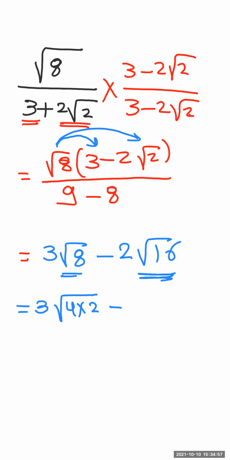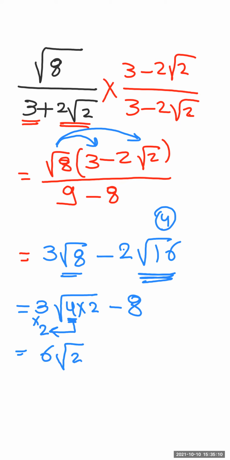Okay, now square root of 8, guys, means it's 4 times 2, so 3 square root of 8 minus square root of 16 actually equal 4. So 2 times 4 means 8. Now square root of 4, this one outside the square root, it will equal 2 times that 3. So it will equal 6 square root of 2 minus 8. That's it. Okay, guys? Okay.